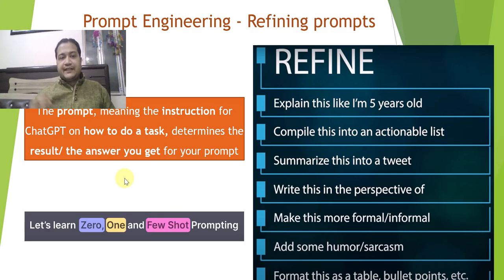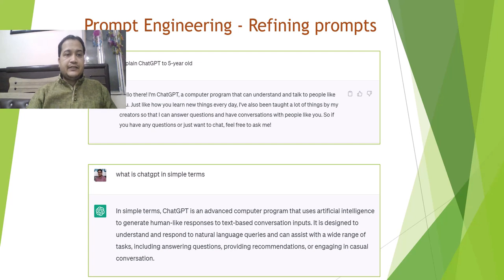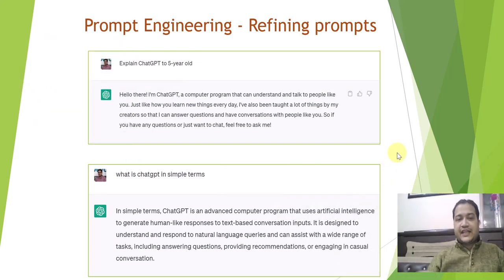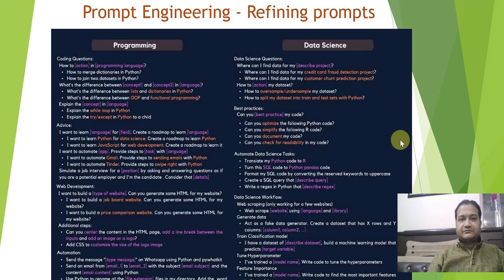There are different types of techniques when it comes to prompt engineering. I will not go into the details in this video, but please have a look that there are different types of prompting: zero-shot, one-shot, and few-shot prompting. This is just an example I have given on the screen: explain ChatGPT to a 5-year-old. What response will you get? And if I change the prompt to, what is ChatGPT in simple terms, you see both responses are different.